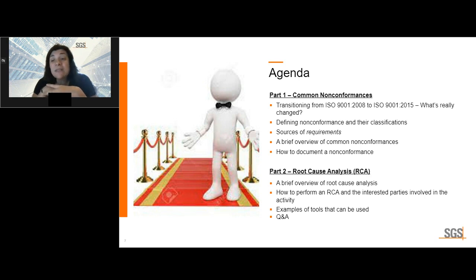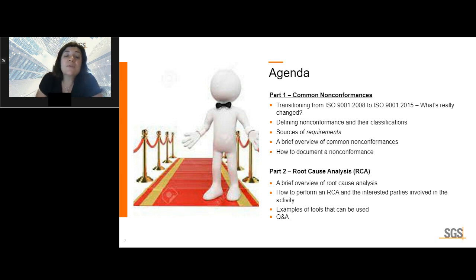In part one, we're going to look at what's changed from the 2008 version of the standard to the 2015 version, and why it has become such a popular standard. In addition, we're going to be defining nonconformances and looking at some of their classifications. For instance, with ISO 9001, the classifications are majors and minors. But we'll go a little more into that as we go through the training.